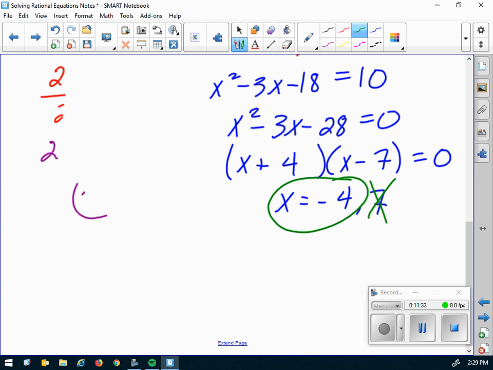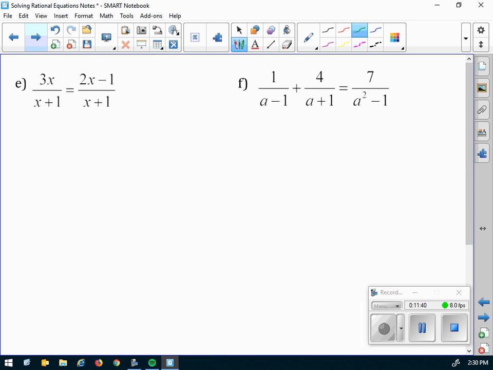We're halfway through. That's pretty good. Last page. Left, or E.